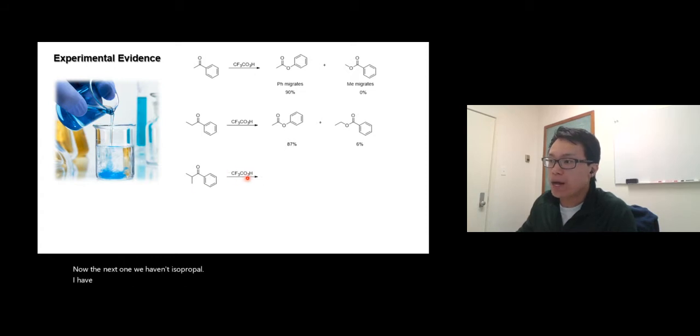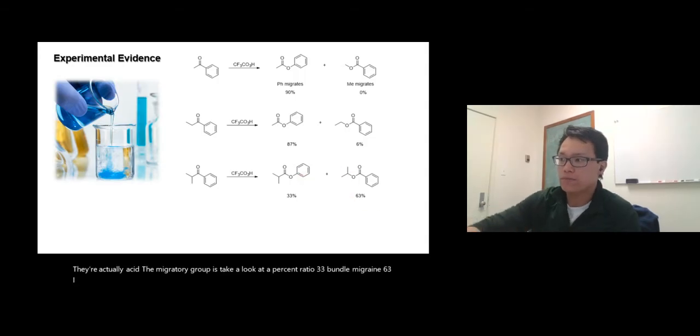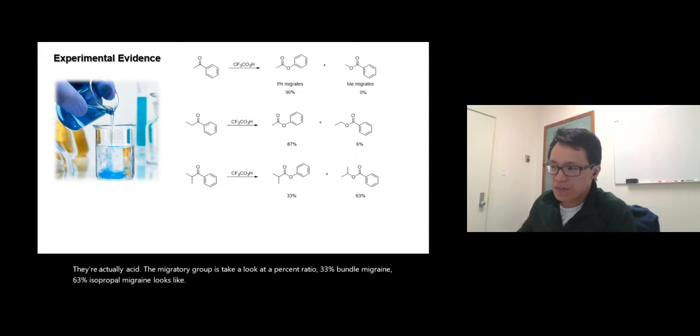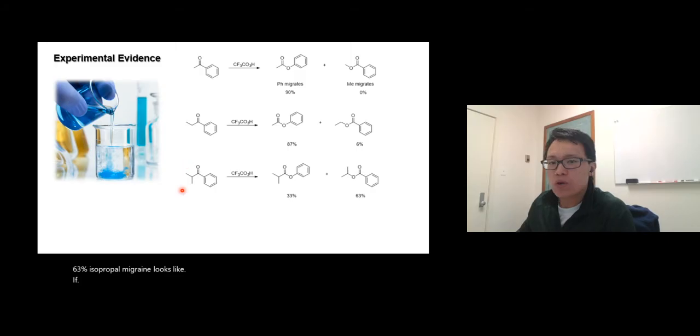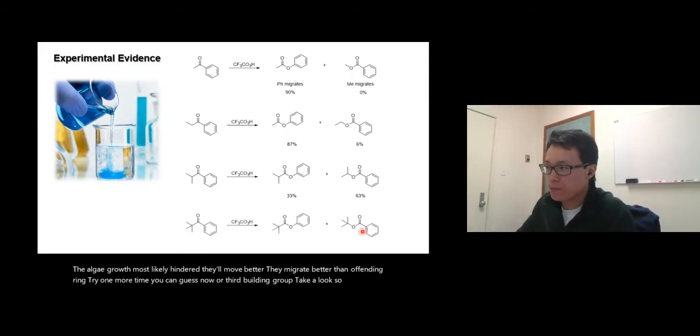Add the same peroxy acid. The migratory group is, take a look at the percent ratio: 33% phenyl migrates, 63% isopropyl migrates. It looks like if the alkyl group is more sterically hindered, it will migrate better than the phenyl ring. Try one more time. You can guess now. All right, tert-butyl group, take a look. So does the phenyl migrate or the tert-butyl migrate?